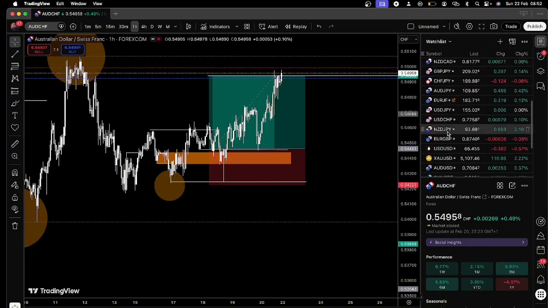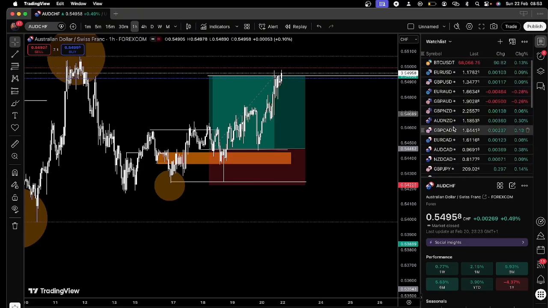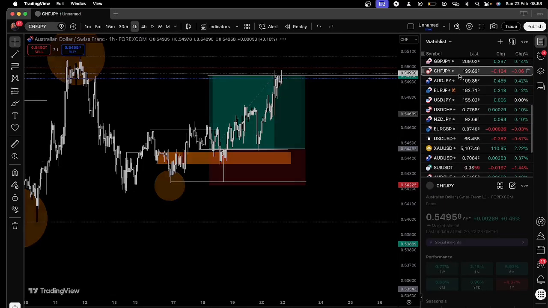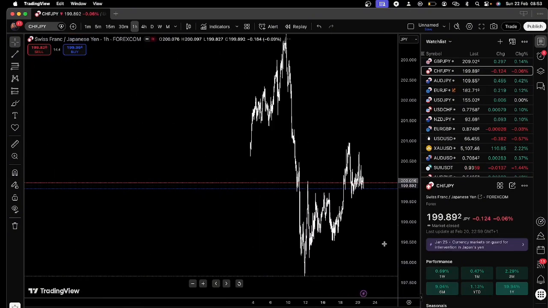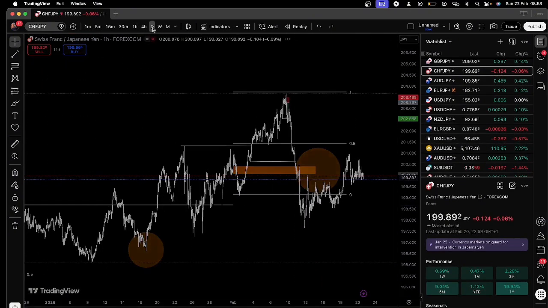So let's begin with CHFJPY. Remember, the method I trade is called the algo range method. What we're looking to do is just look for a range and then we execute using the algo setup. So let's look at this trade here on CHFJPY.